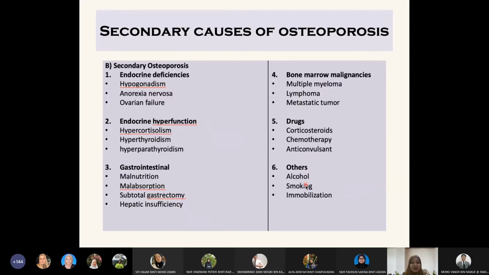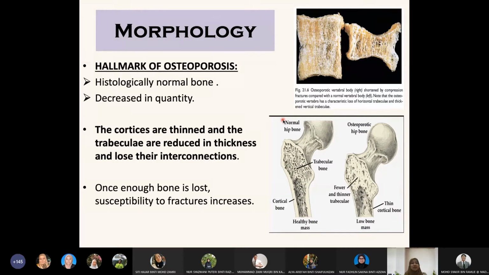And they have found that alcohol and smoking can actually interfere with the function of the osteoblast for bone formation. Okay, so these are the causes of secondary osteoporosis. So when you have a younger patient with osteoporosis, definitely it will not be primary osteoporosis, because primary is postmenopausal and senile osteoporosis. So you have to think whether the patient is having secondary osteoporosis. You have to look at other manifestations that may suggest secondary osteoporosis.